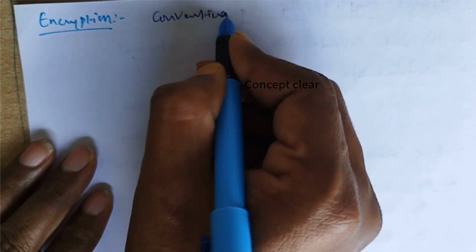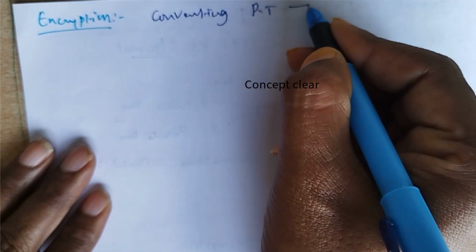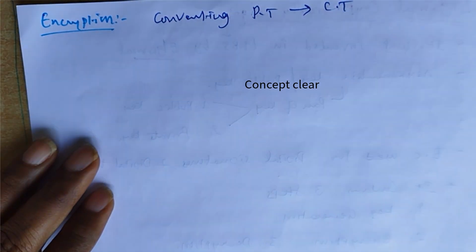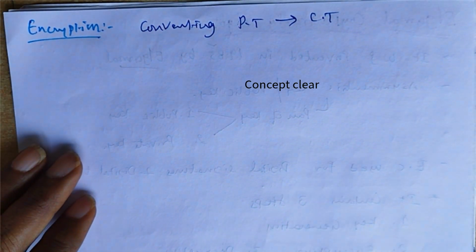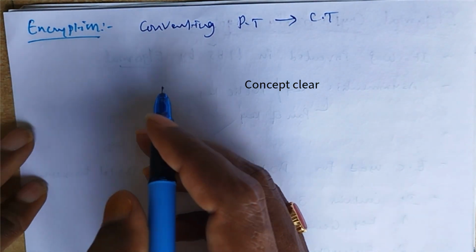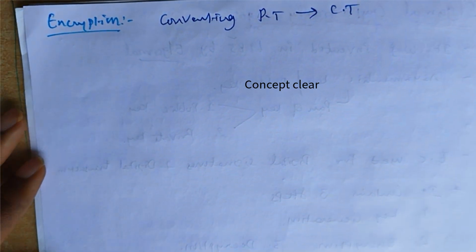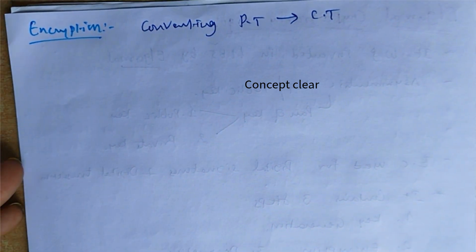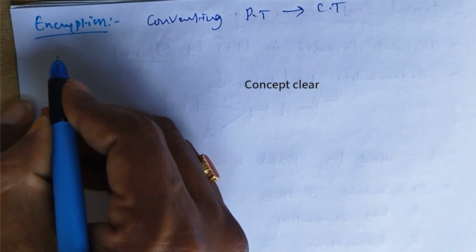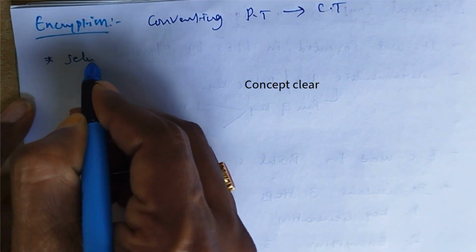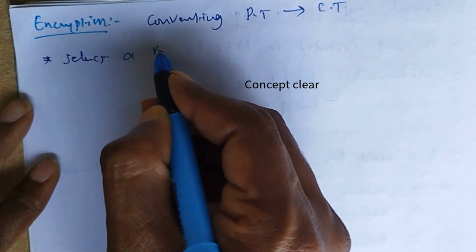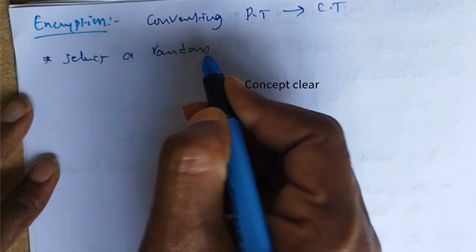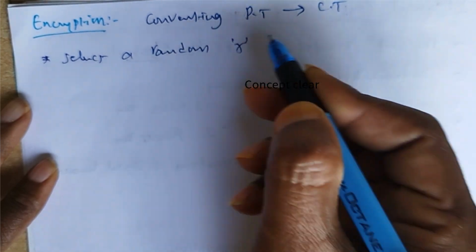Converting plain text into ciphertext is called encryption. Here in this encryption we have to follow some set of steps. The first step is we have to select a random number R.